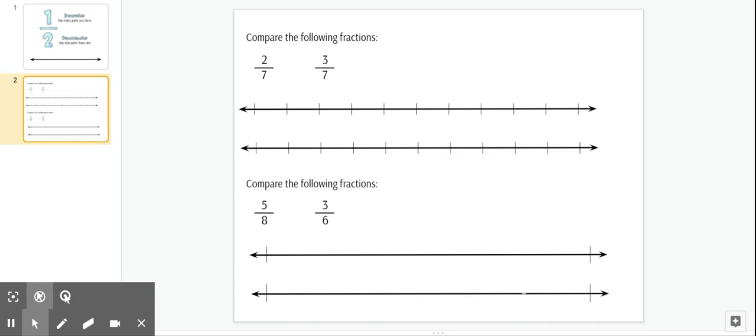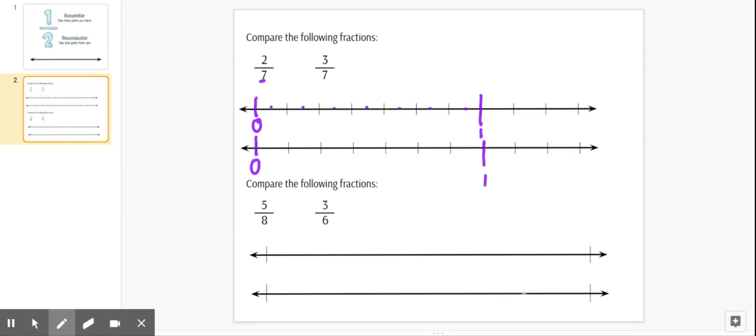Okay, so let's look at this next part now when we're actually comparing. So now, again, remember we're going to start at 0. Oops, change that. We're not going to put a dot. We're going to put a line. 0, 0. Now, we're going to 7. Okay, so I need 7 pieces in between 0 and 1. So we have 1, 2, 3, 4, 5, 6, 7 pieces. So that's 1 whole. And it would be the same because both of our denominators are 7.